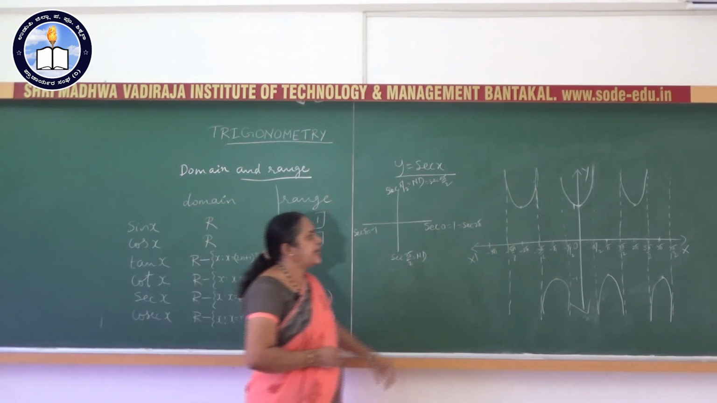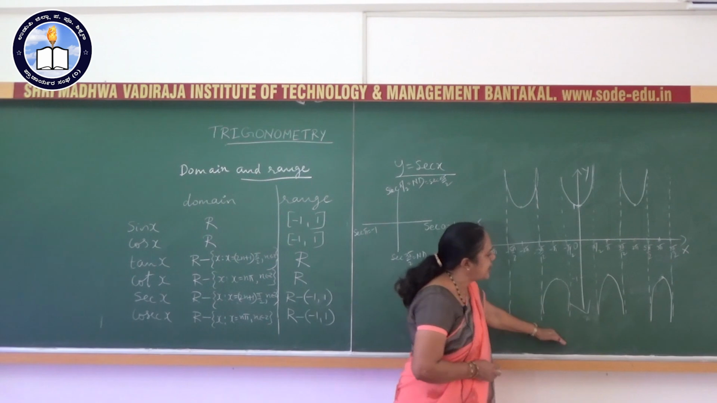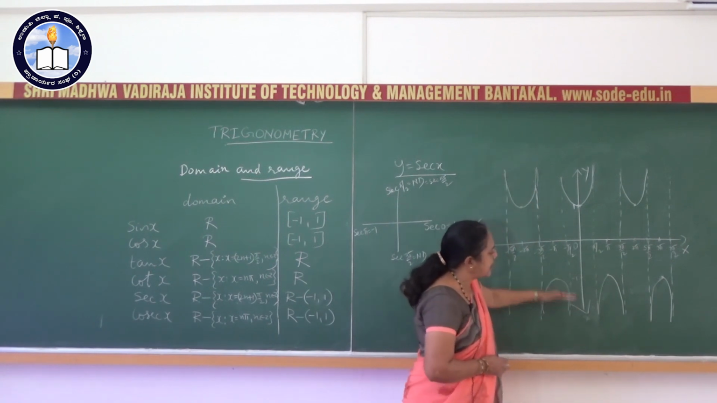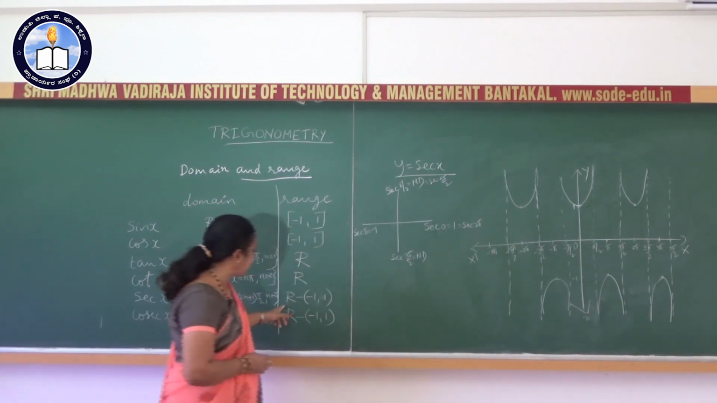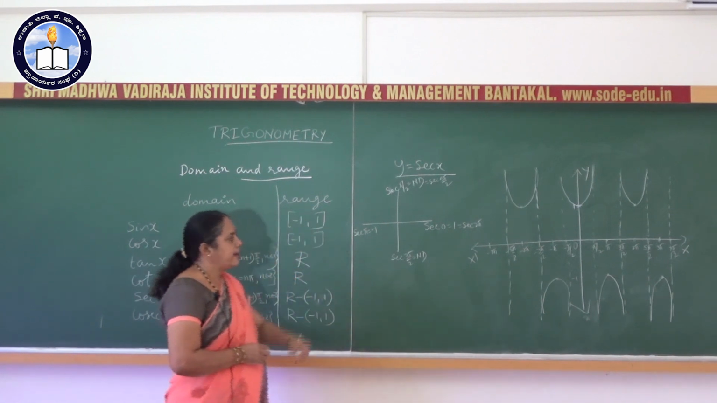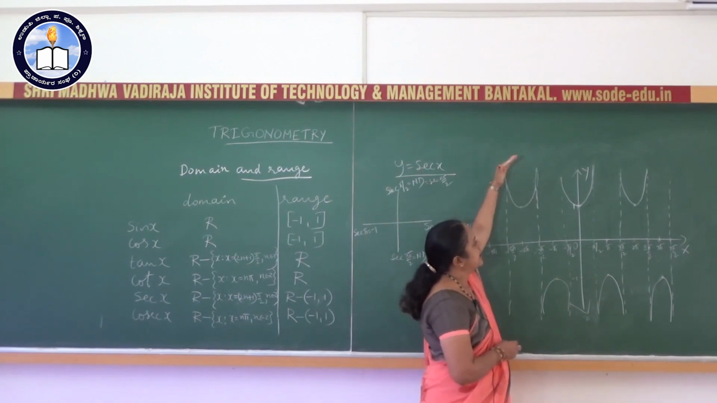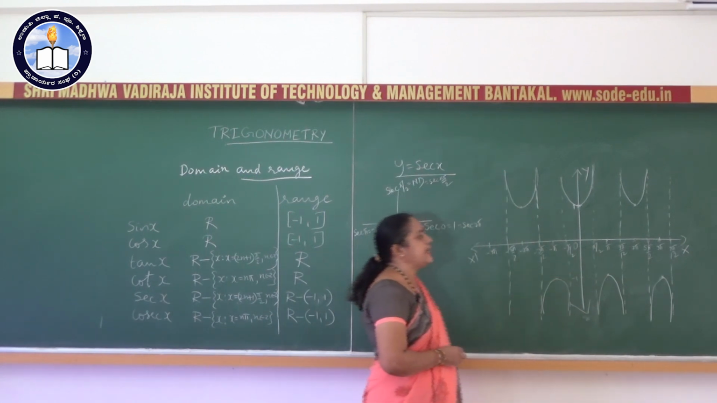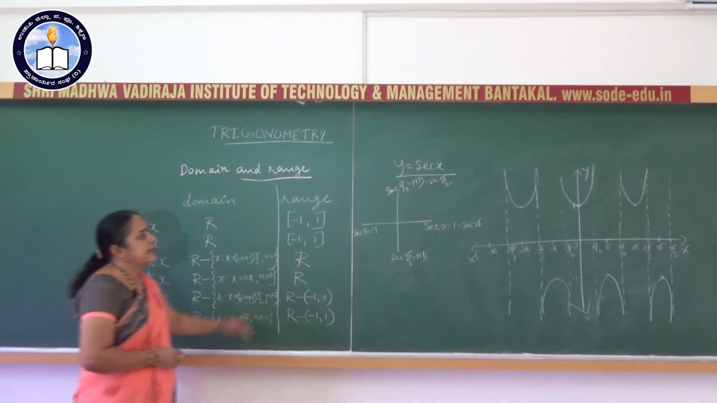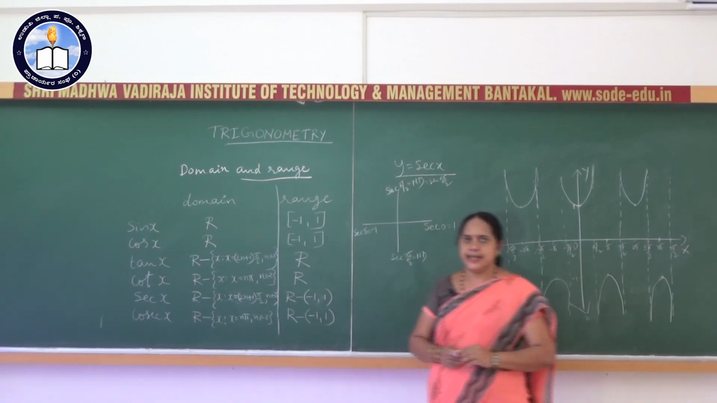What's the range of secant x? It is the set of all real numbers either greater than 1 or less than minus 1. It is the set of all real numbers except the real numbers in between minus 1 and 1. From the graph, it's very clear that the values of secant x are either greater than 1 or less than minus 1. This is the domain and range of secant x. So this is the graph of the function y is equal to secant x.